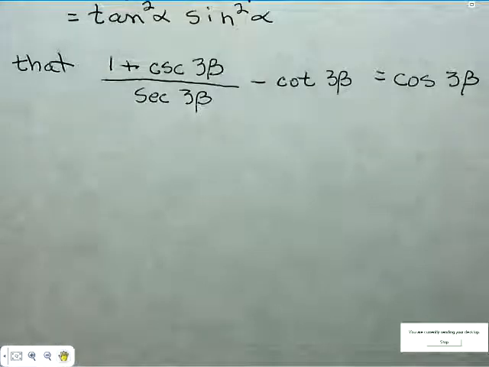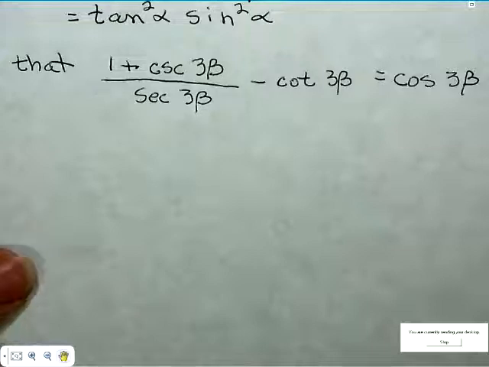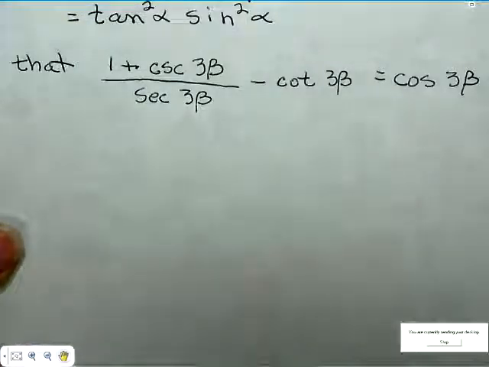Don't worry about the 3 that's with the beta. As long as all of the arguments of all the trig functions are the same, you could just call it ugly. That's 1 plus cosecant ugly over secant ugly minus cotangent ugly equals cosine ugly. And it definitely looks like I should start with the left-hand side.